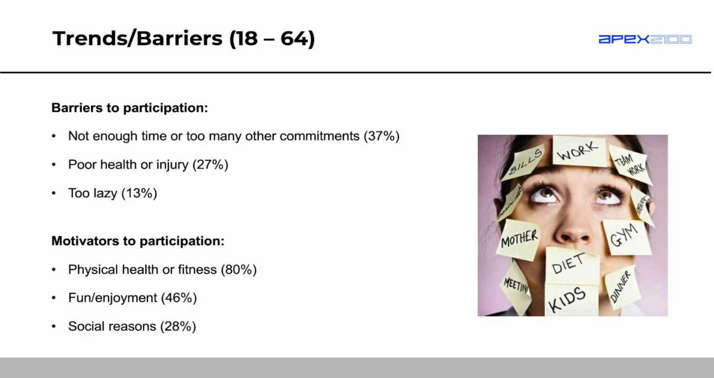And then finally, for adults, we don't have the most common sports, but we do have the barriers. So first one, again, not enough time. You can see that comes up in every single age group. Poor health or injury is a big one when we get to adulthood, and then too lazy as well.